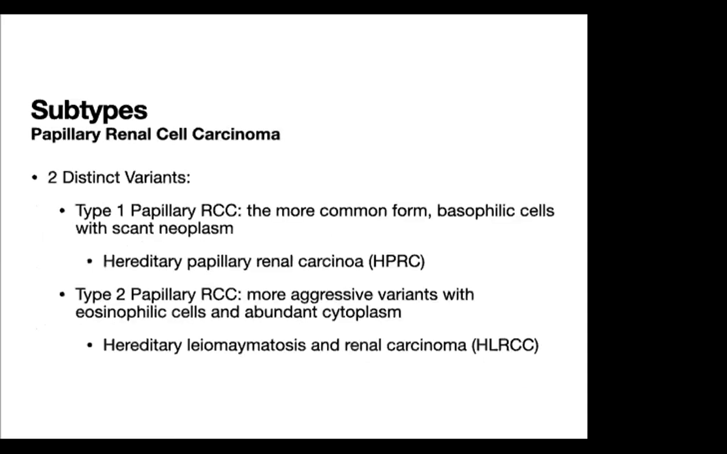Now, it has two distinct variants, as was mentioned before. Type 1 papillary RCC is more common. It has basophilic cells with scant neoplasm. It is the more common type in hereditary papillary renal carcinoma, or HPRC. Type 2 papillary RCC is the more aggressive variant with eosinophilic and abundant cytoplasm. It is found more commonly in hereditary leiomyomatosis and renal carcinoma. So type 1 in HPRC, type 2 in HLRCC.